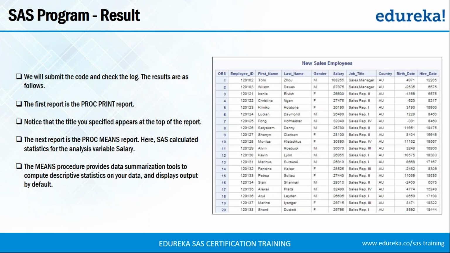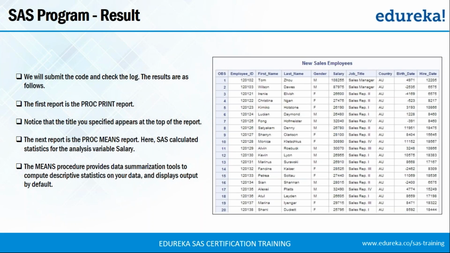We'll submit the code and check the log. The results are as follows. The first report is the proc print report. We already gave it a title. The title is new sales employee. The next report is the proc means report. Here SAS calculated the statistics for the analysis variable salary.